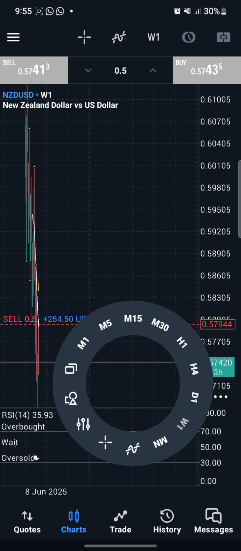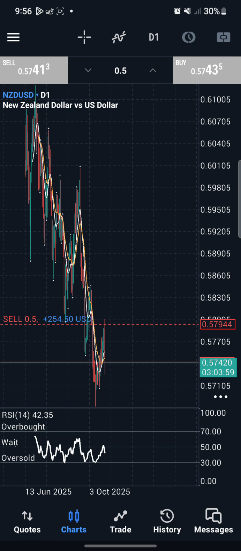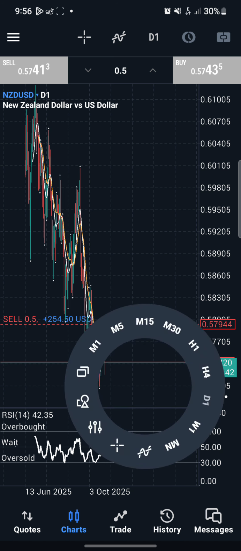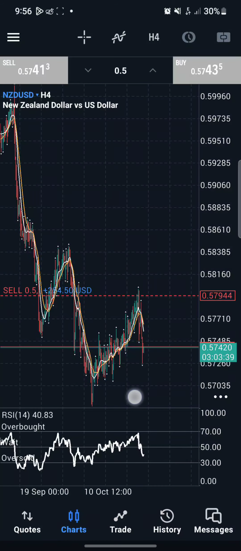I move straight to daily time frame. I still confirm the downtrend movement. Very bearish trend. The trend is so bearish. So I now move to 4 hours.